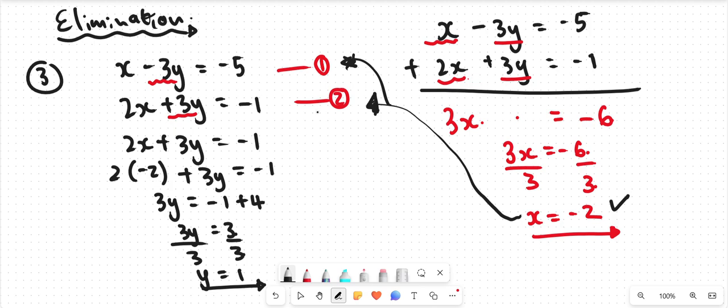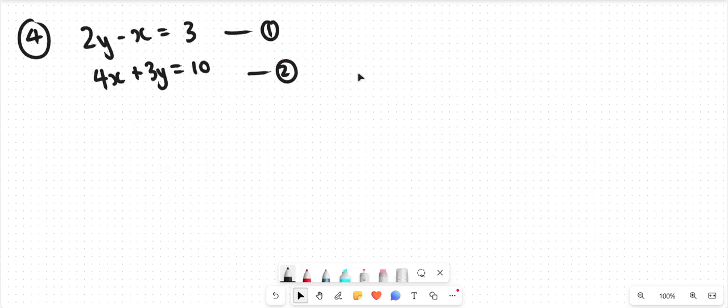All right, let's look at one more example on this elimination method. All right, so we have these two equations. The top says 2y minus x is equal to a 3. The bottom says 4x plus a 3y is equal to a 10. So what I'm noticing here is that these coefficients are not the same. For y, it's a 2 and a 3. For x, it's a -1 and a +4. So they're not the same.